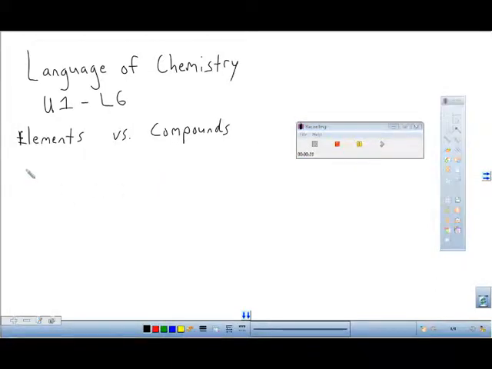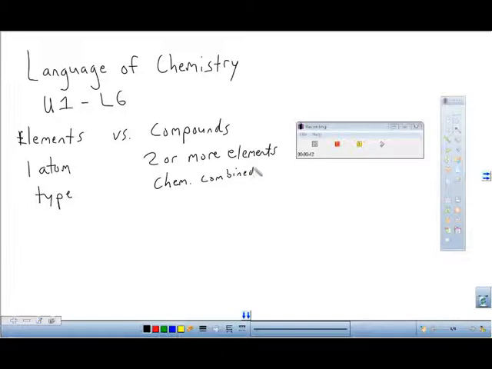However, elements are made out of one atom type, and compounds are made out of two or more elements that are chemically combined. So it's not like Chex Mix, you can't just separate them and pick them apart, but instead these things are stuck together chemically.